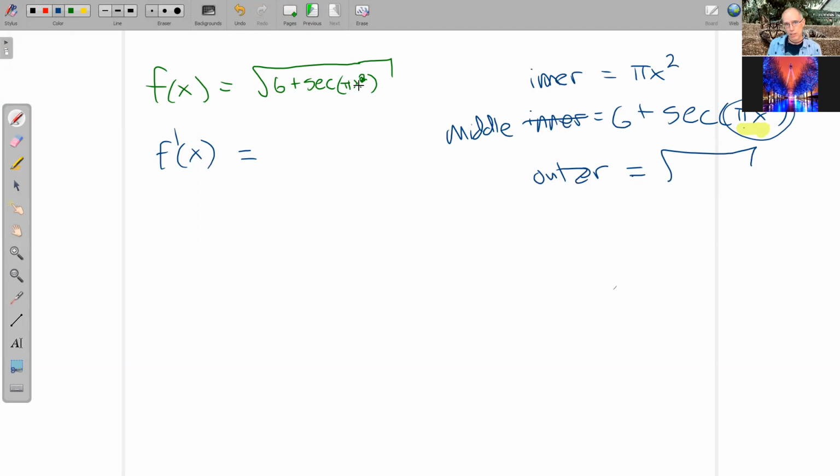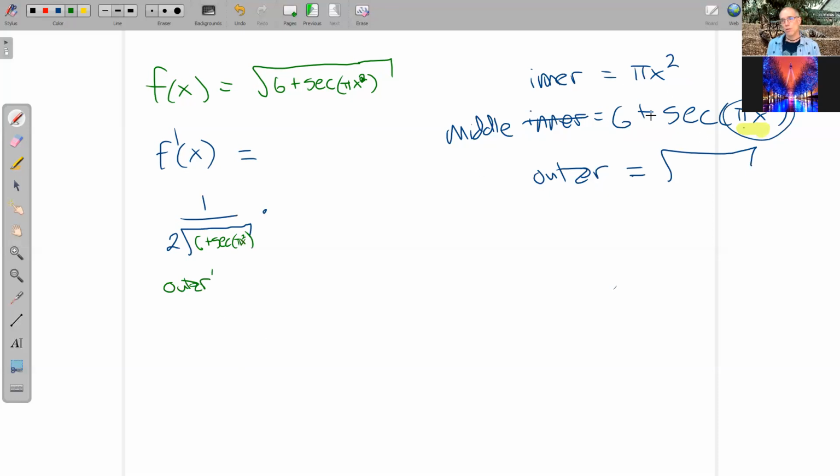All right, so the order of operations for the chain rule: when we do a calculation, we start on the inside and work our way out. With the chain rule, we start on the outside and work our way in. The derivative of the outer function is one you should commit to memory. It's 1 over twice the square root of whatever. The outer has inside of it 6 plus the secant of pi x squared, so that happens to be inside the root. So that's the outer prime.